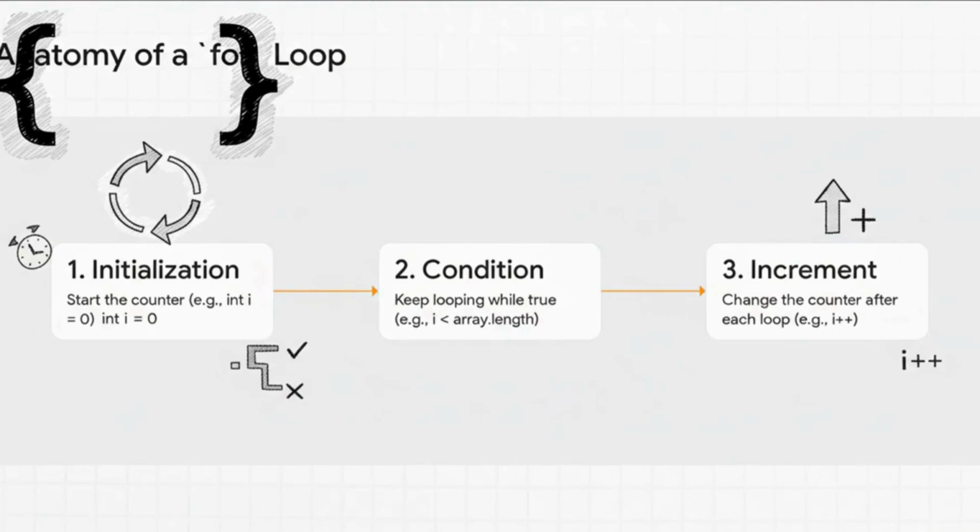Every single classic for loop you'll ever write boils down to these three parts. It's a simple recipe. First, you initialize your counter. We almost always start with int i = 0. Second, you set the stopping point, the condition. Like, keep going as long as i is less than the array's length. And finally, you tell it how to move forward, the increment, i++. That's it. Simple, powerful, and totally predictable.